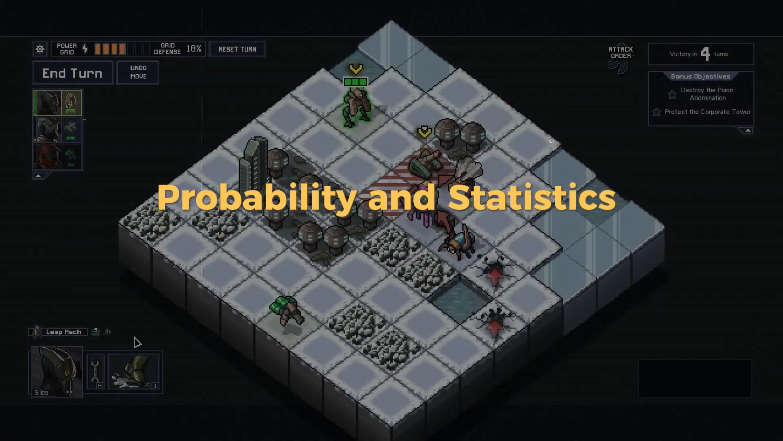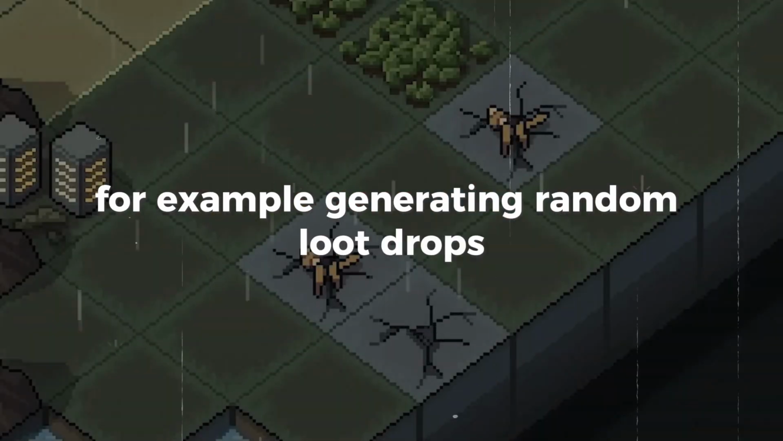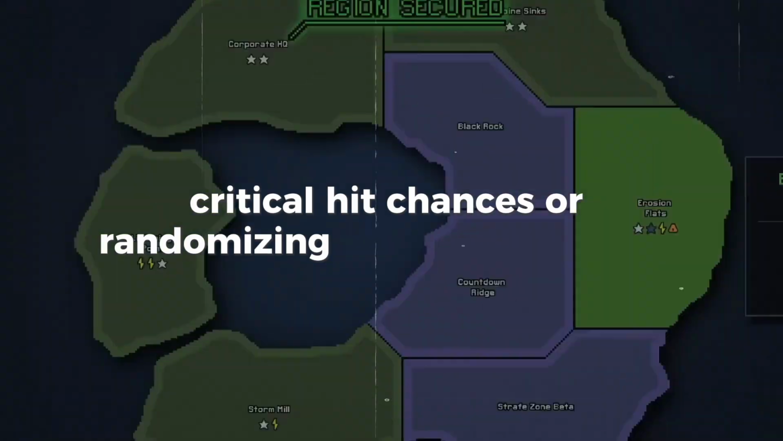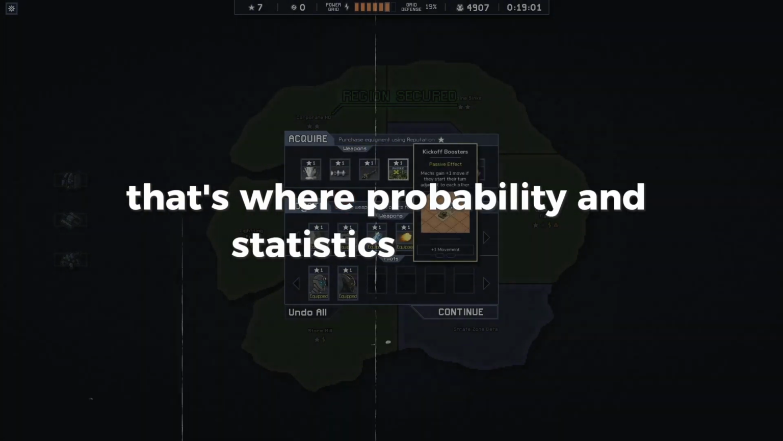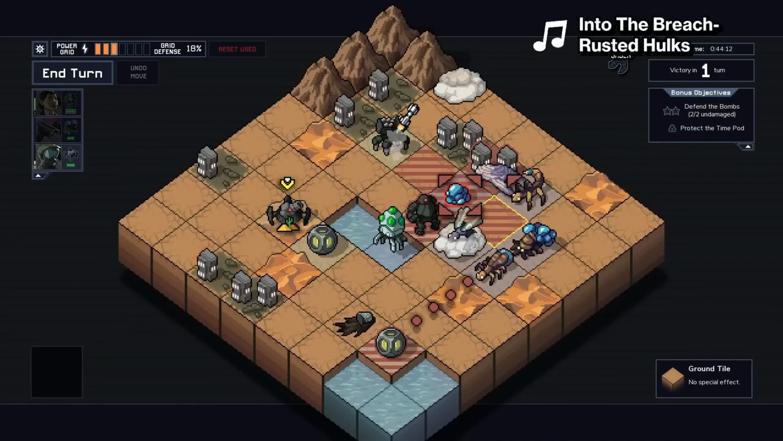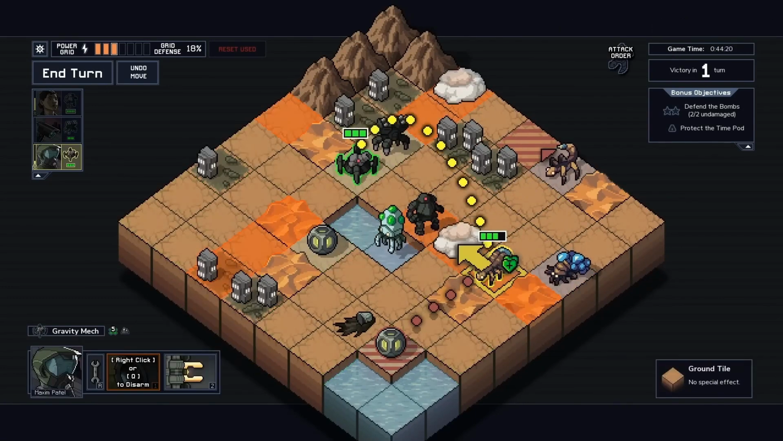Probability and statistics are used for randomness. For example, generating random loot drops, critical hit chances, or randomizing enemy AI behavior. That's where probability and statistics come in. If you're making a roguelike, a card game, or anything with procedural generation, you might want to learn more about how probability distributions work.